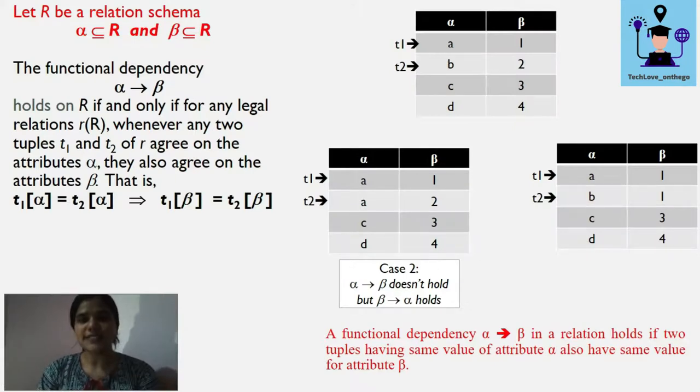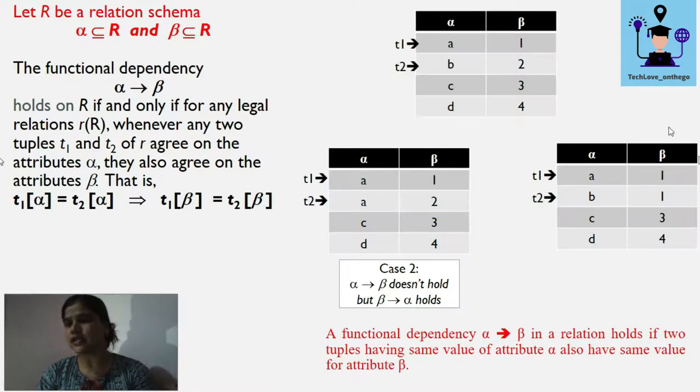Here beta has the value 1 and there beta has the value of 2. If I say beta determines alpha, and I ask you to find the value of alpha if the value of beta is 1, can you find that? Yes, you will say for the beta value 1, the value of alpha is a. That means the functional dependency alpha determining beta doesn't hold. But if I ask whether beta determines alpha holds or not, then it definitely holds.